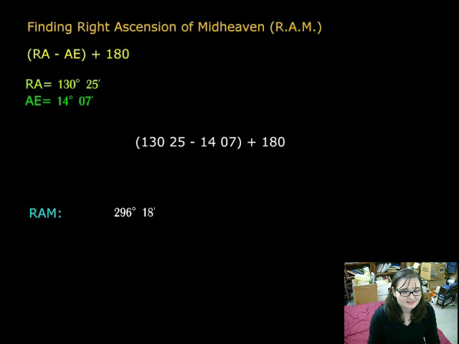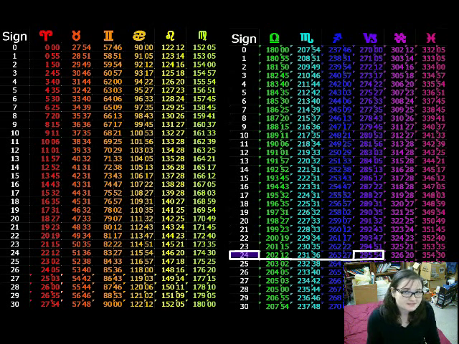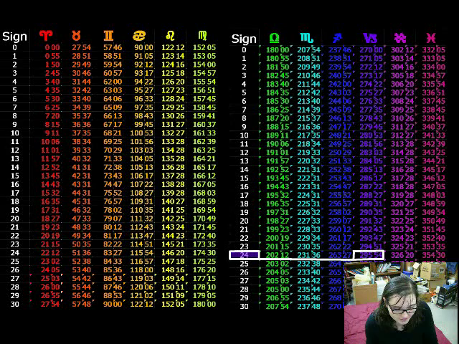296 degrees 18 minutes. Now we need to take note of that, and then we need to look at our right ascension table again, and this time we're going the other way. We're going to find the right ascension to see what degree that corresponds to with what sign. And right here we can see that it corresponds to, well, the one closest to it is 295 degrees 54 minutes. And that corresponds to 24 Capricorn.